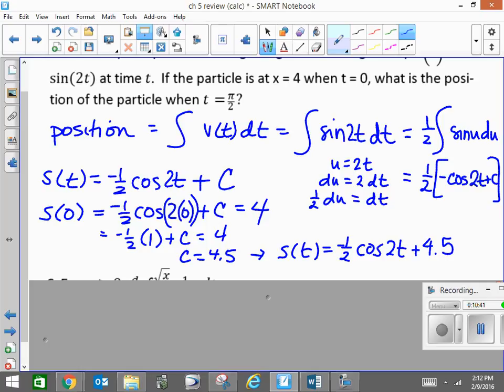Now we want to know the position of the particle when t equals pi/2. What's 2 times pi/2? Pi. Isn't that nice? What's the cosine of pi? -1. So -1 times -1/2 is 1/2, plus 4.5 is 5.